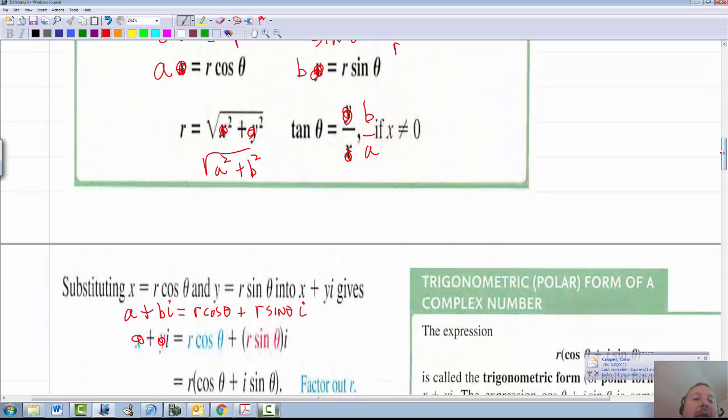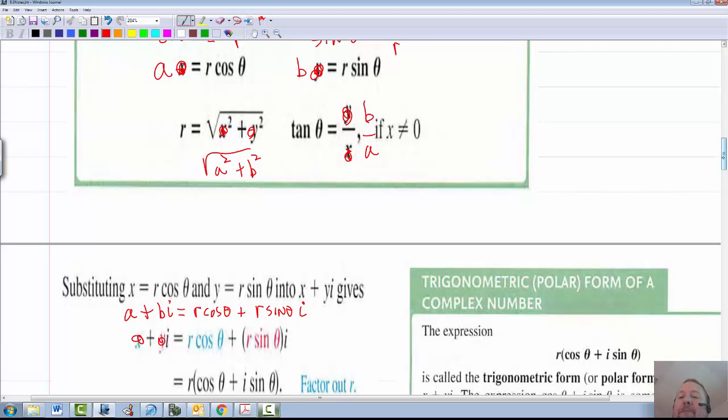Looking up here, a equals r cosine theta. So I take a out and I put r cosine theta in its place. b equals r sine theta. So I take b out and I put r sine theta in its place. That's all that happened. So this is a way to express an a plus bi number, knowing that we can graph it in a complex coordinate plane in trig format.